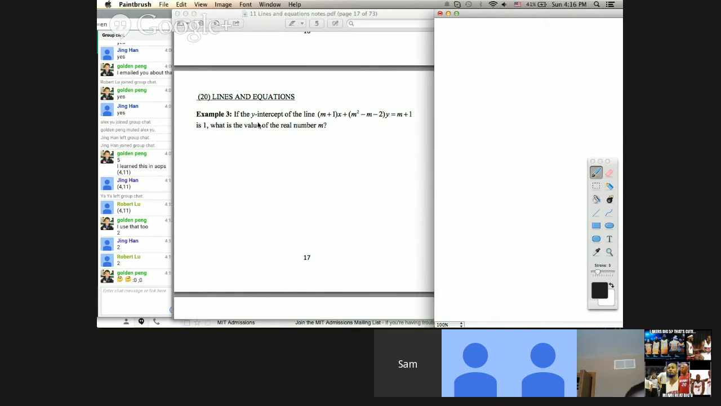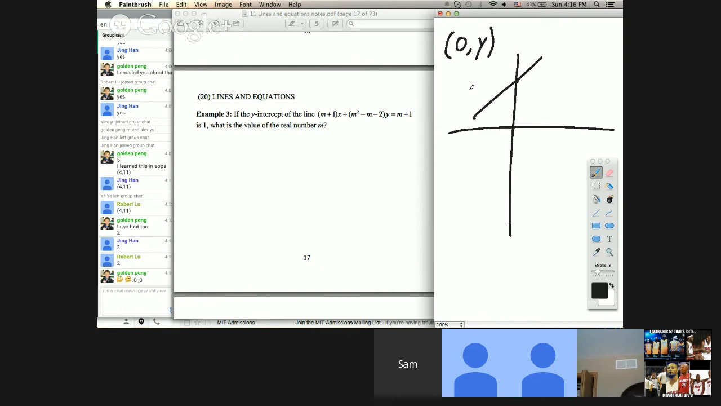Okay, actually, the y-intercept of a line is basically where the line hits the y-axis. So at that point, x is going to be equal to 0, and the y-intercept is whatever y is. So that's where this point is going to be, because x is going to equal 0, and then y is just going to be y. So in this case, it says the y-intercept is 1, so the point is (0, 1).